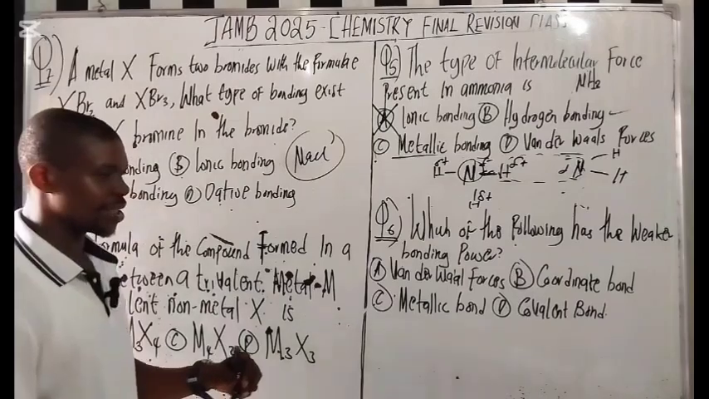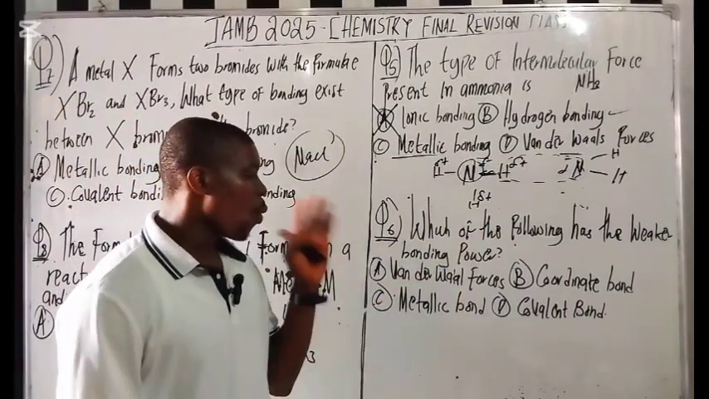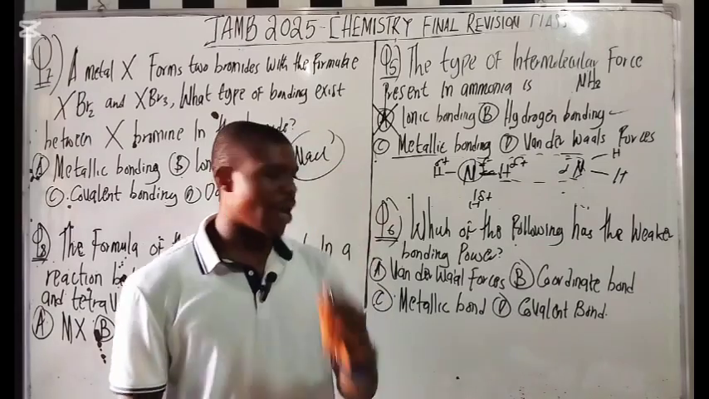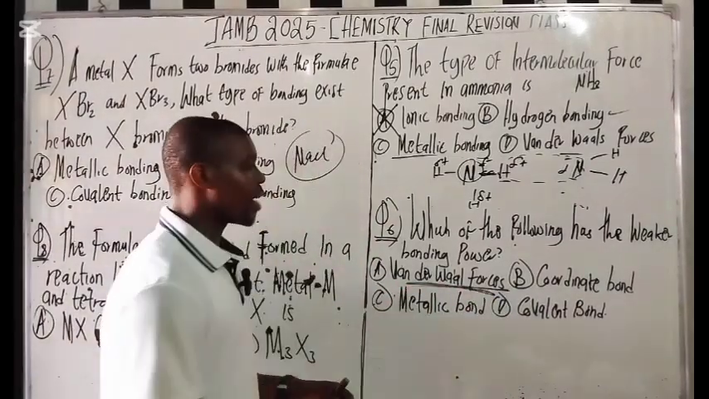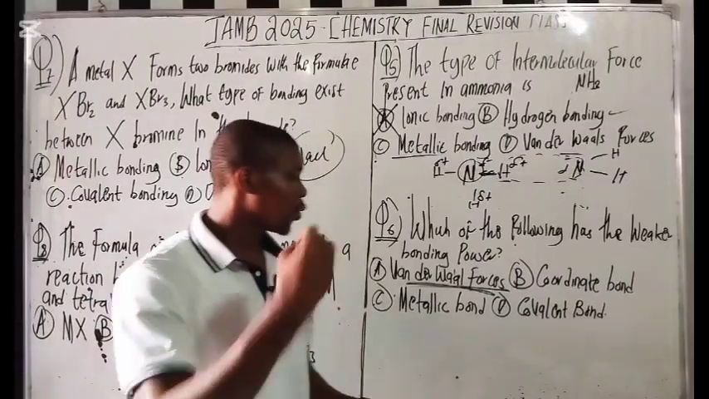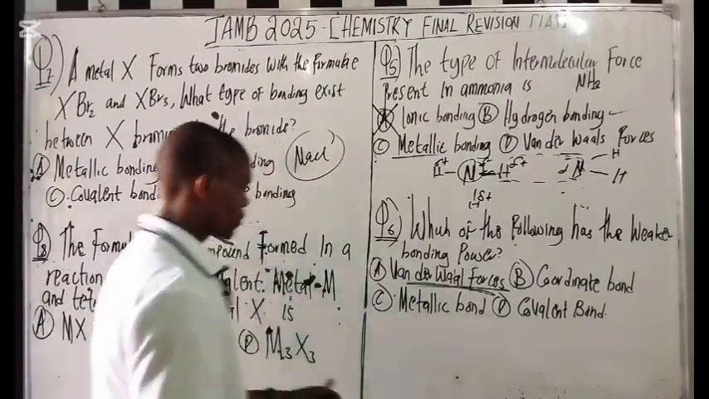Let's go to question 6. Which of the following has the weakest bonding power? When we talk about the weakest bonding power, what should come to your mind is van der Waals force. Do you understand? Van der Waals force is the weakest bonding power. I don't want to waste time on that. Van der Waals. Do you understand?